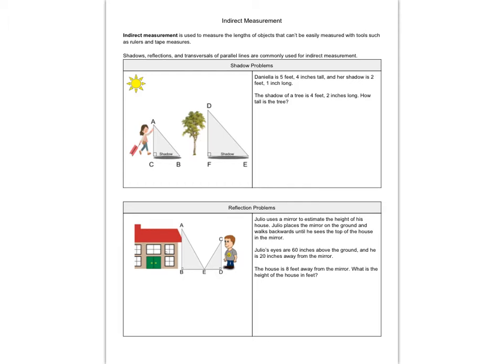Or maybe you want to measure the distance across the galaxy from one planet to another. Again, not something you can measure with a ruler. So when you're measuring really big things like that, or sometimes even really small things, we use indirect measurement to do that. And some practical tools that you might use every day for indirect measurement are shadows, reflections like from a mirror, and transversals. Those are three basic types of problems you're likely to see. So let's take a look at those three problems here.